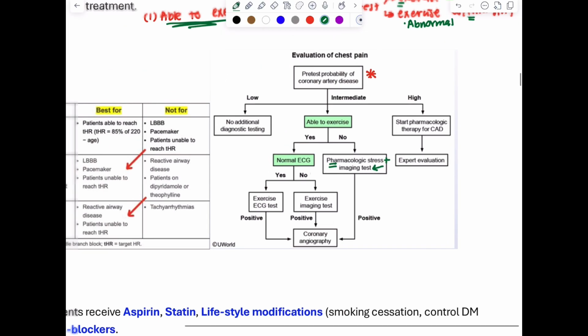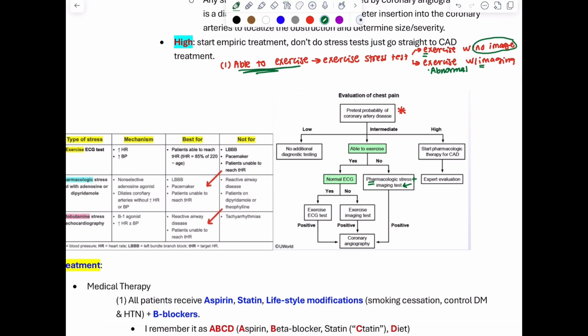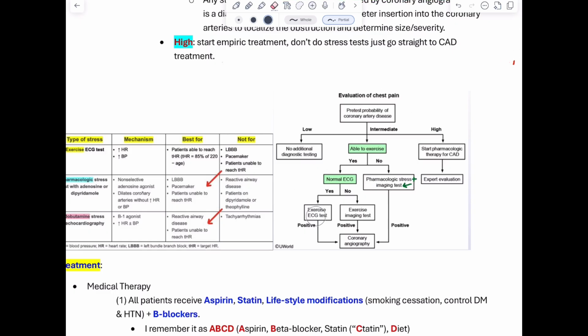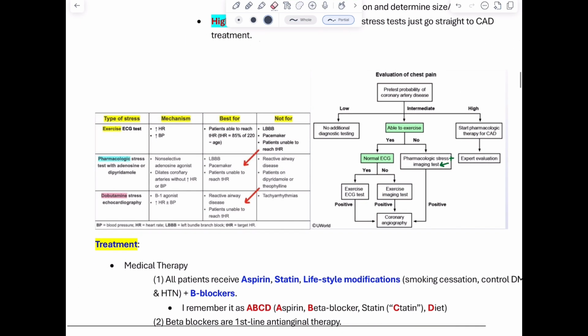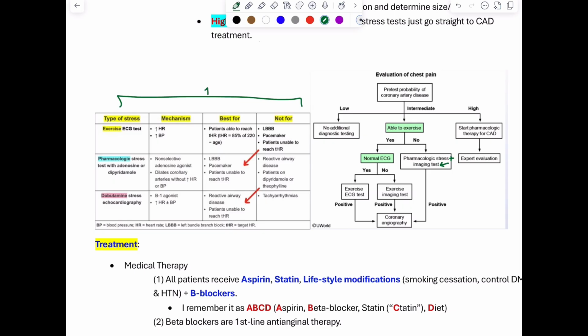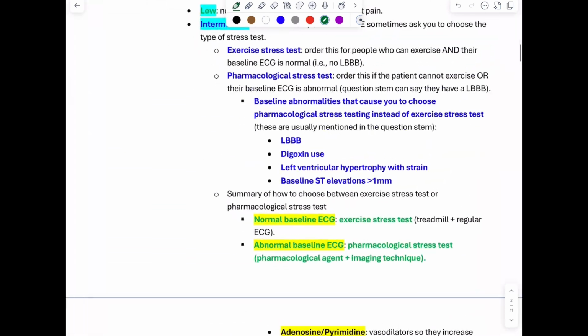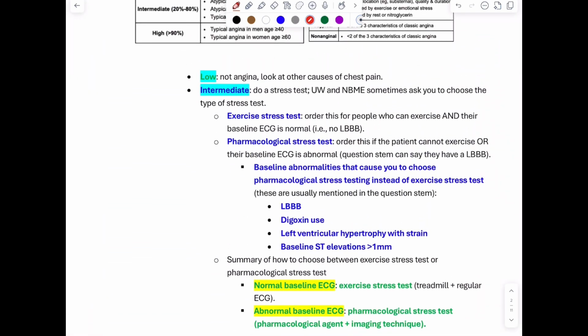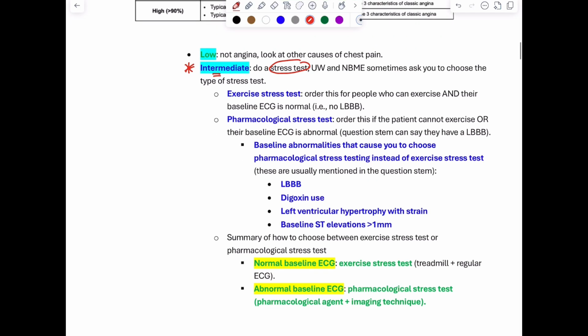Okay, we're going to go back a little bit because I want to discuss this in depth so that way you kind of know how to go about stress testing. Here, we're going to discuss this in a little bit, but first I'm going to go up there, look at the notes so we can go over it. We said that most of your patients are going to be intermediate probability, and you need to do a stress test and you need to choose the stress test, okay? And then you either have exercise stress testing or you have a pharmacological stress testing.